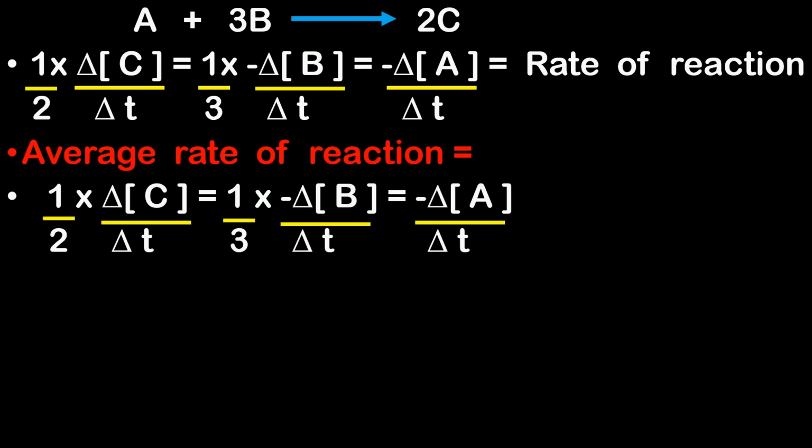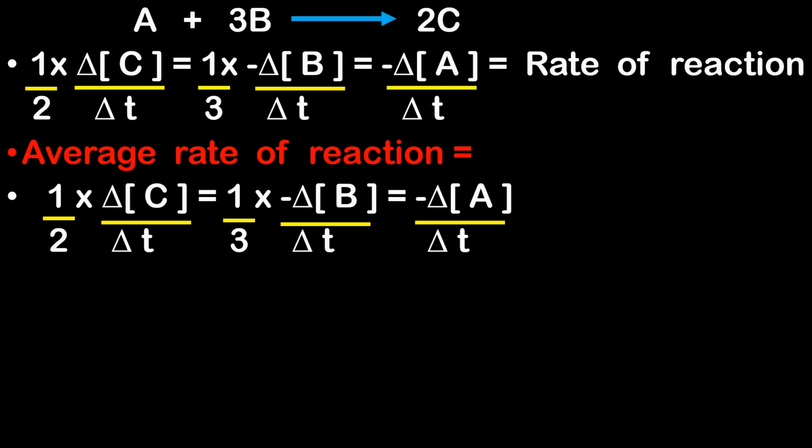Now, what is instantaneous rate of reaction? Unlike average rate of reaction, where the time interval was as long as you want, in instantaneous rate of reaction you want to know the rate of the reaction at a particular instant. Let's say you want to know the rate of the reaction at 2 seconds, or at 6 seconds, any instant. That is known as instantaneous rate of reaction.